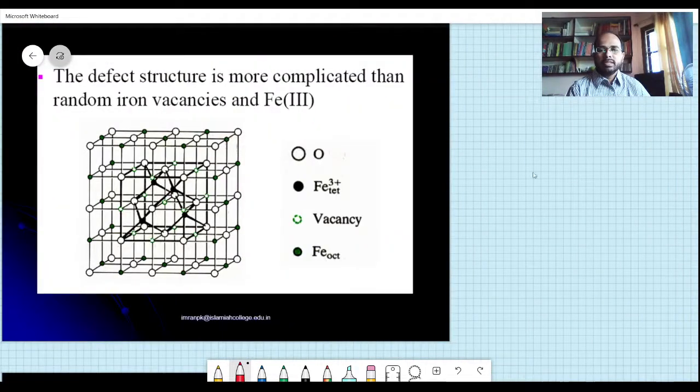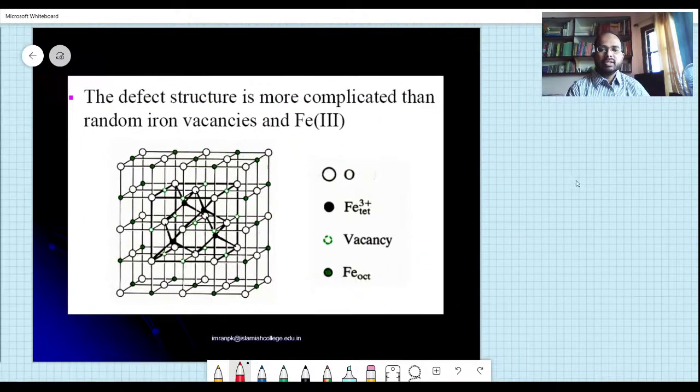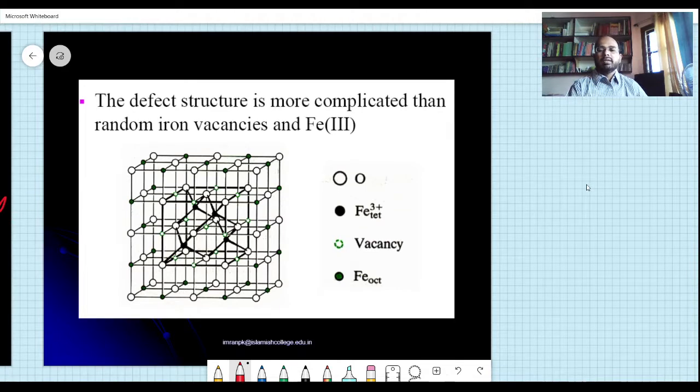And here the defect structure is more complicated than random ion vacancies and Fe3+. So this is a particular crystal of iron, and you can see oxygen is this one, and iron is this one. Where is the vacancy here? There are a lot of vacancies here. This is a vacancy, this is also a vacancy, this is also a vacancy.